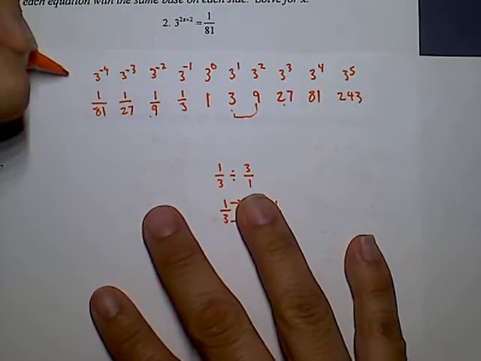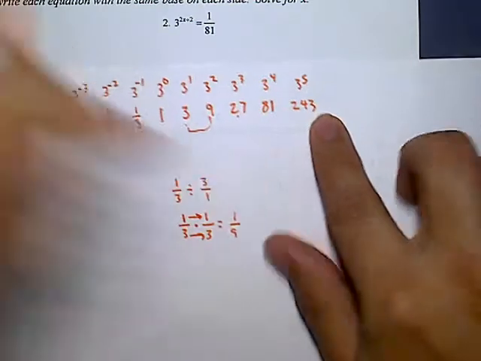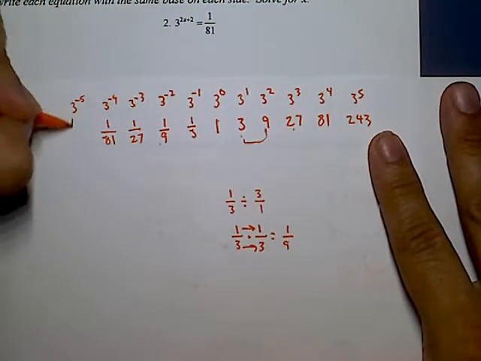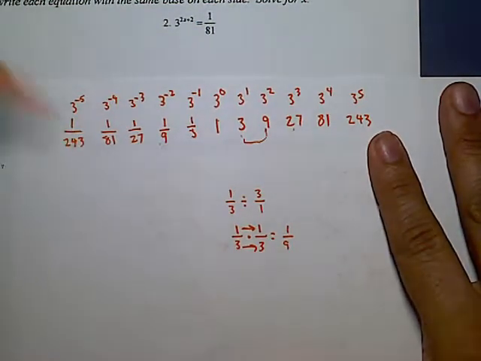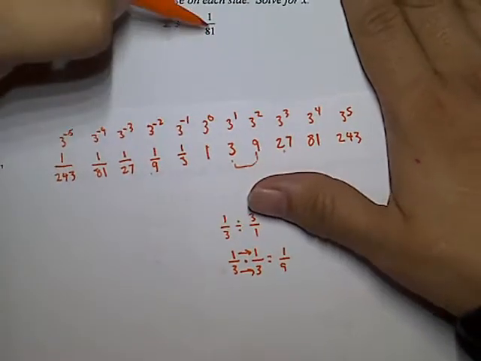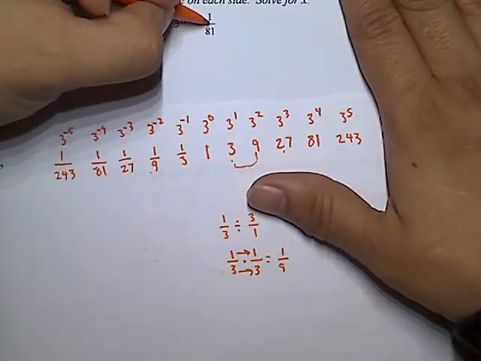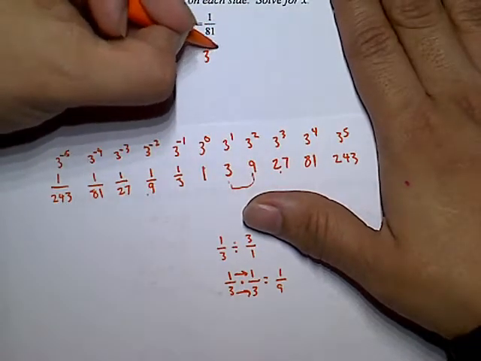And so therefore 3 to the negative 5, well, let's look at 3 to the 5th. It's 243. So we reciprocate: 1 over 243. But the point of all this is that whenever I end up with a problem like this, with 1 over 81, I can recognize that that is 3 to the power of negative 4.